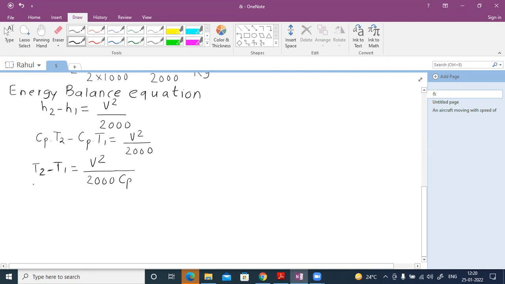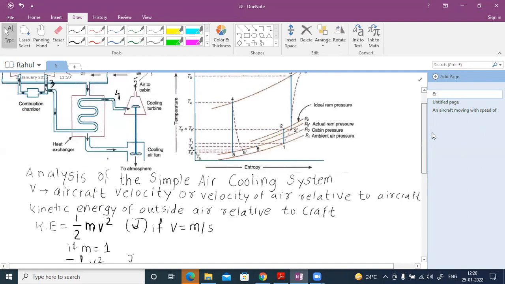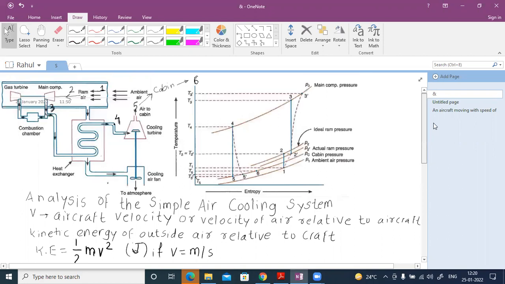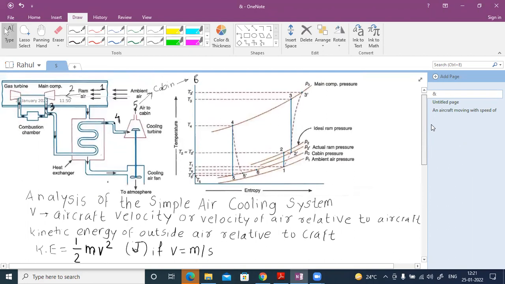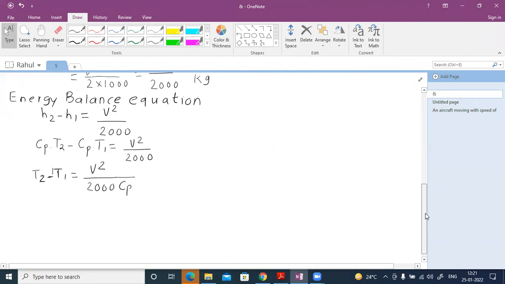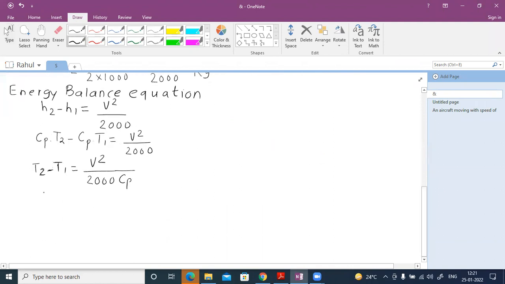Okay, what do I need to calculate? I need to calculate T2. Now what is T2? As you can see in the diagram, T2 is the temperature after ramming. Once you ram it, we need to get that temperature. That temperature I want is T2.